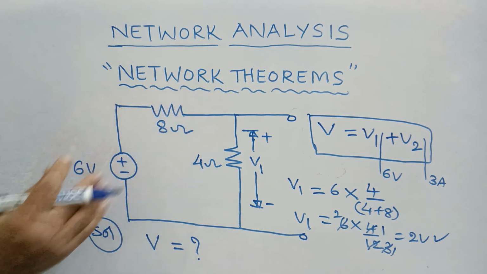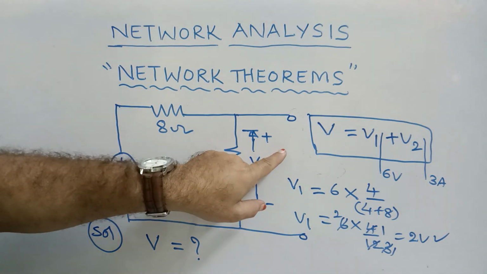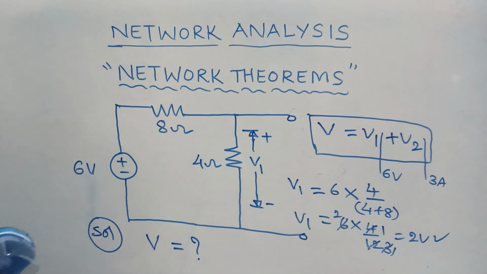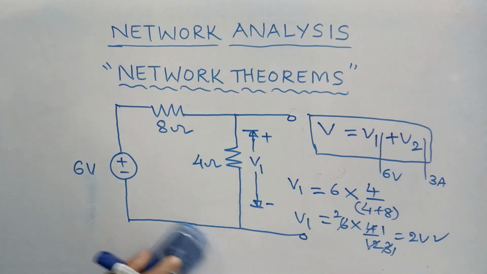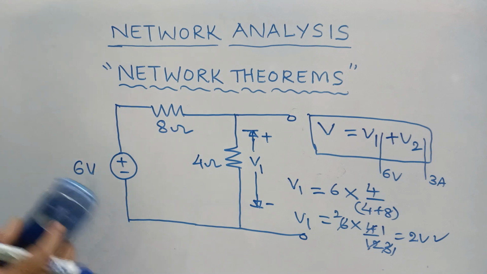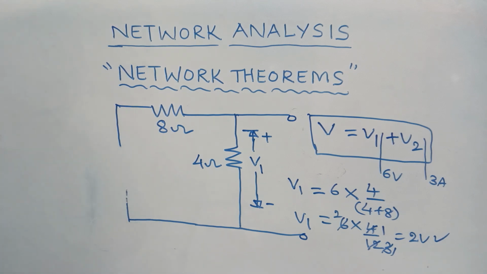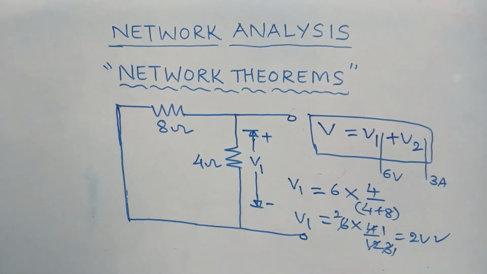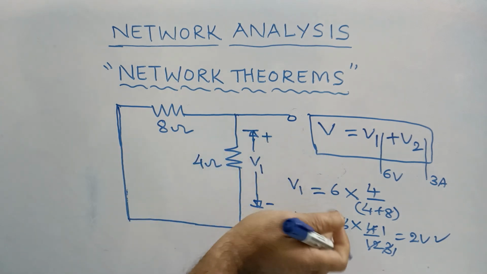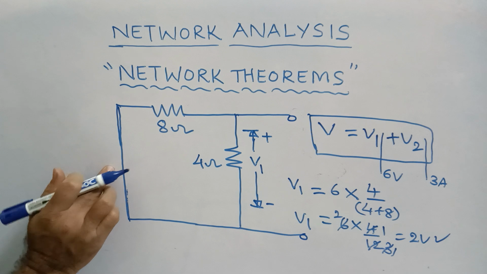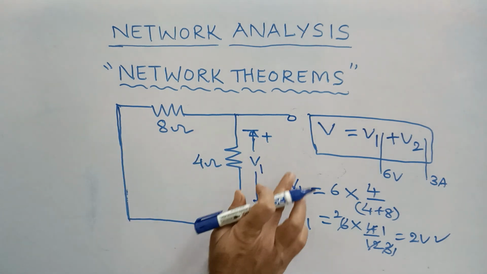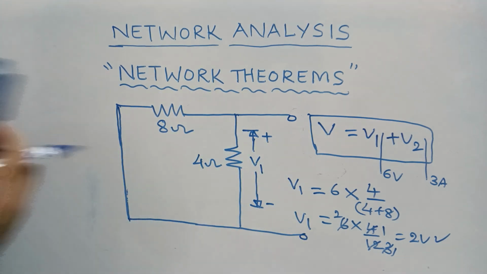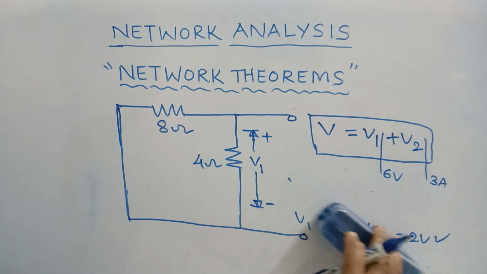Step 2 is that I have to consider the 3 ampere current source, and the 6 volt voltage source must be removed. How will the voltage source be removed? If the voltage source is there, then I have to short it. The voltage source must be shorted. If the current source is there, it will be opened, whereas the voltage source must be shorted. Remember, V1 is equal to 2 volts, right?